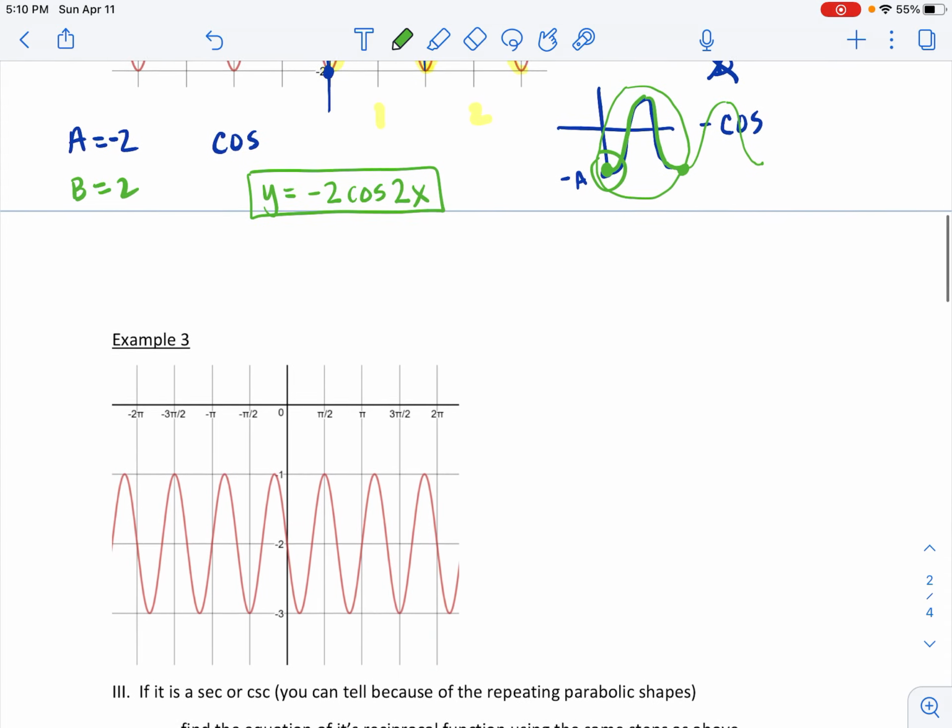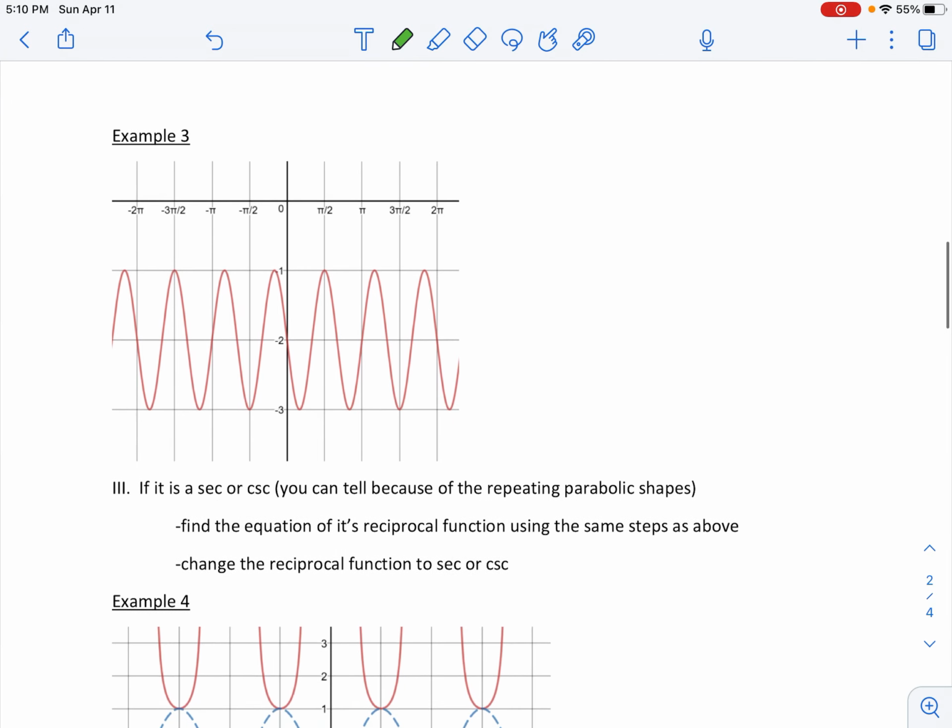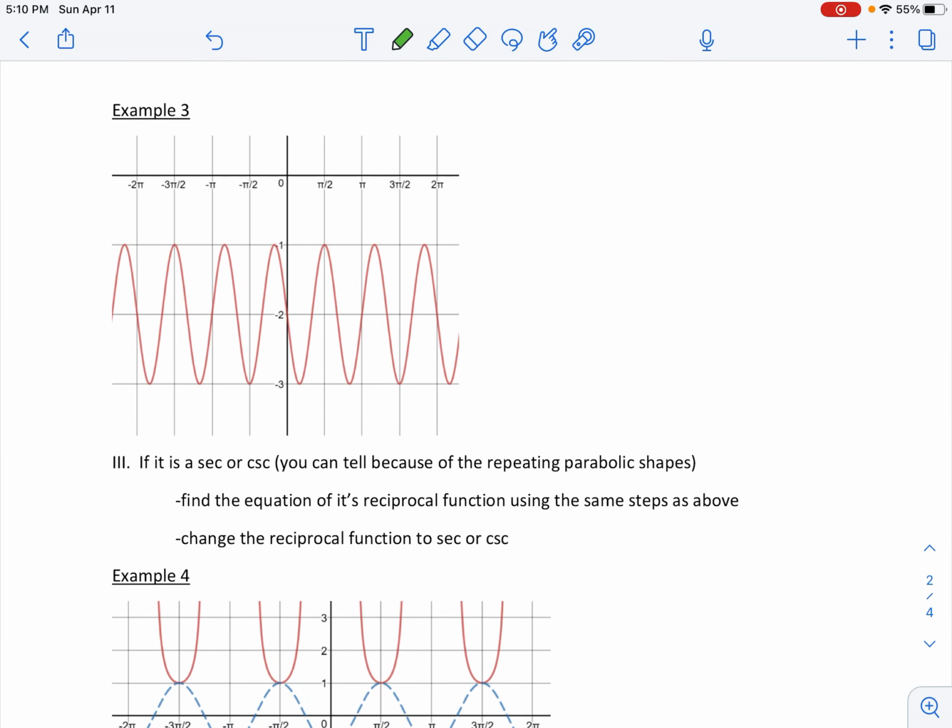Okay, now let's check out some a little bit more interesting ones. Maybe if you want to pause the video and try example number 3 on your own, that might be kind of fun. Okay, so pause. Okay, now unpause. Okay, so let's see how we did.